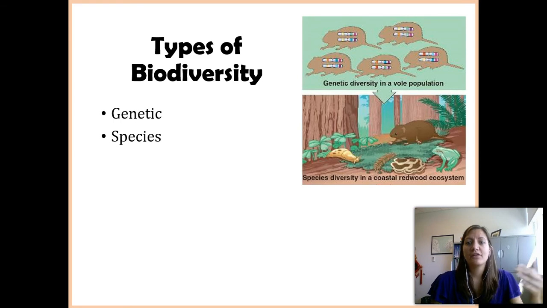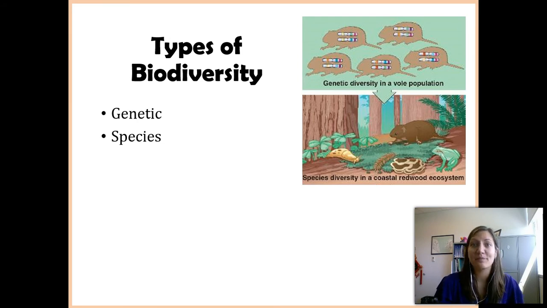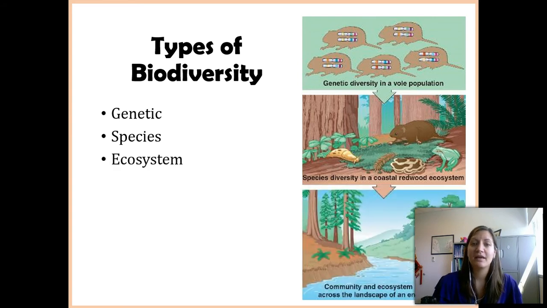We can go further up and look at species diversity. This is typically what people think of when we think of biodiversity. What species are out there? How many of them do we have? And then finally, we also have ecosystem biodiversity. So it's a very big difference looking at an aquatic ecosystem versus a desert versus a tropical rainforest. So we'll talk about each of these individually, starting with genetic biodiversity.